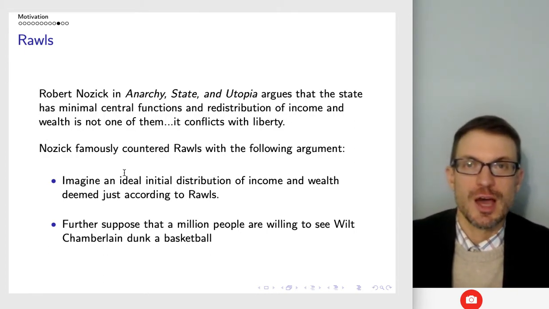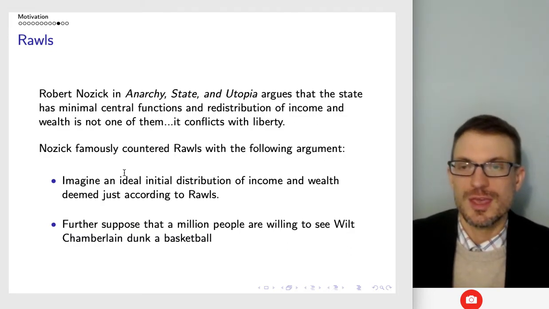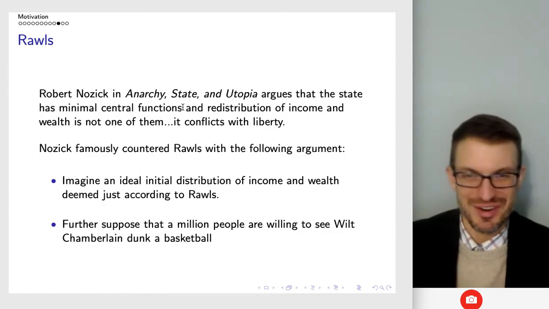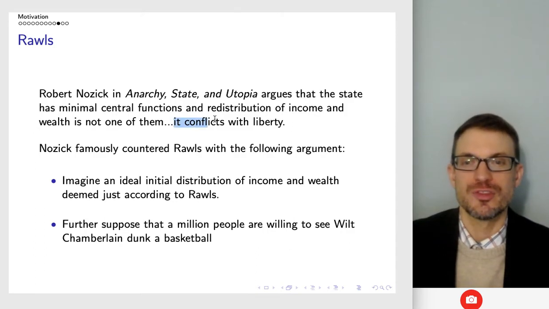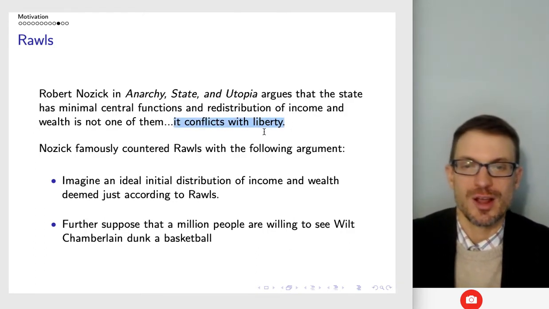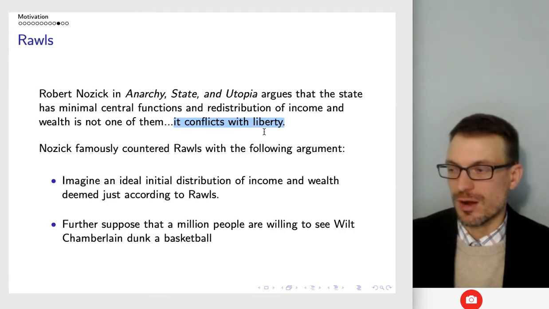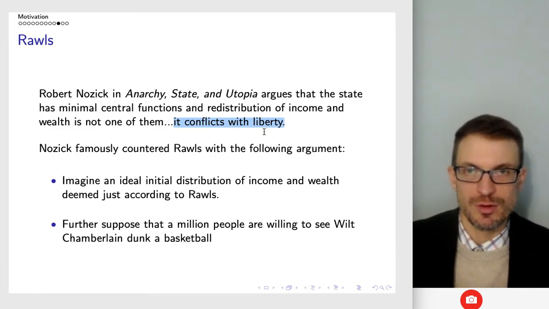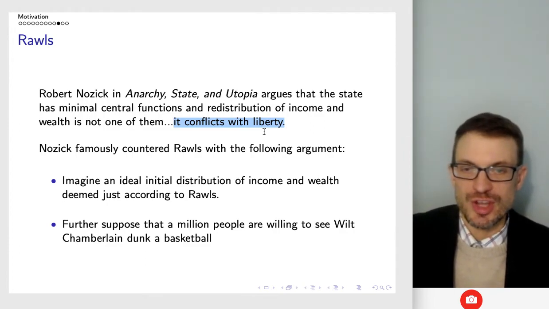All right, so the counterbalance view to Rawls, coming from Nozick in Anarchy, State, and Utopia, argues that the state has minimal central functions, none of which involve redistribution of income and wealth. Why? Well, this is on the grounds that this would be in direct conflict with liberty. So the opposing view might say the government's role isn't to be involved in redistribution of income and wealth, but instead the government's role is to provide the context within which wealth and income can be generated.